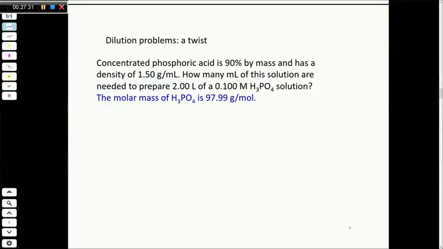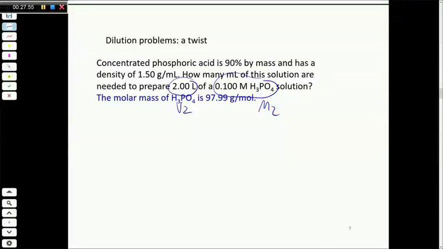Now we should recognize this as a dilution problem, because we're adding a concentrated solution, and we're changing the concentration, making it more dilute. So we can use the molarity equation. We have a couple of those things given to us already. So this is going to be our V2. This is going to be our M2. So same story as before.